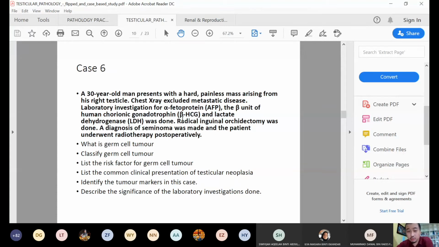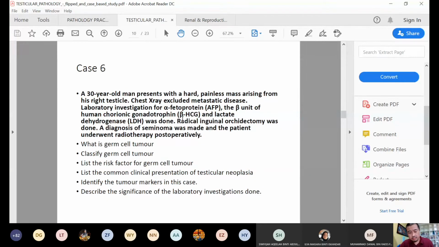Because alpha fetoprotein is usually produced by the yolk sac tumor, and HCG is usually produced by the choriocarcinoma. Okay, and LDH, on the other hand, shows the tumor bulk. The bigger the tumor, the higher the level of LDH. So it's used to monitor the tumor bulk, and it's also used to monitor recurrence.